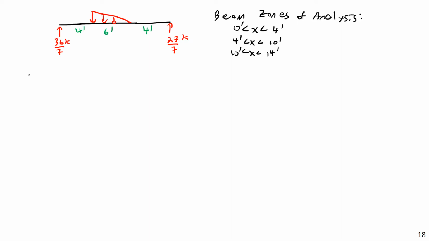But the first step is going to be perhaps to get w of x. And for w of x, I'm going to say there are 3 parts: w1 of x, w2 of x, and w3 of x, for the first zone, the second zone, and the third zone. The first thing is fairly straightforward. w1 of x is just 0. There is no distributed load between x equals 0 and x equals 4 feet. Same thing with w3 of x. That is going to be just 0.